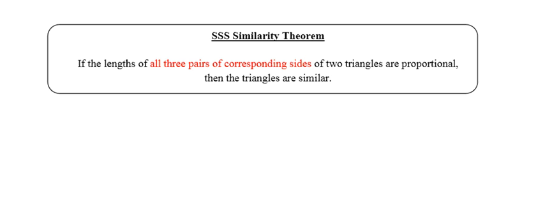First of all, let's take a look at what it says. This theorem says that if the lengths of all three pairs of corresponding sides of two triangles are in proportion, then it follows that the two triangles are similar to each other. All right, so let's go see how we would use this in a proof.